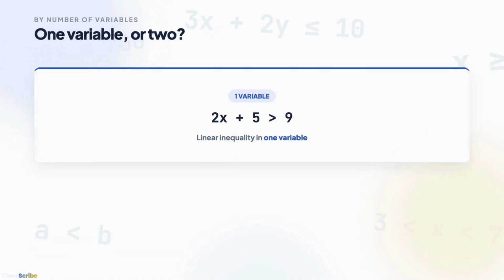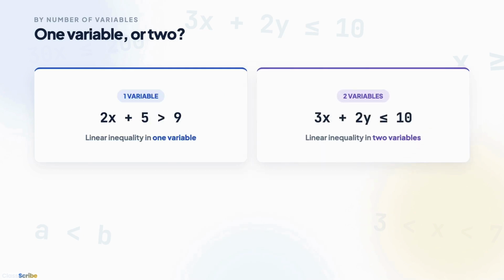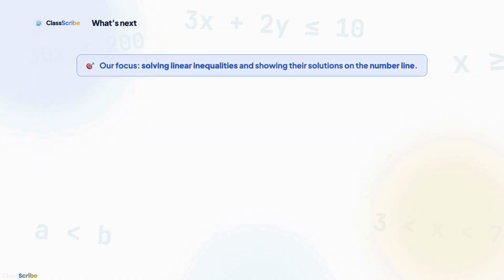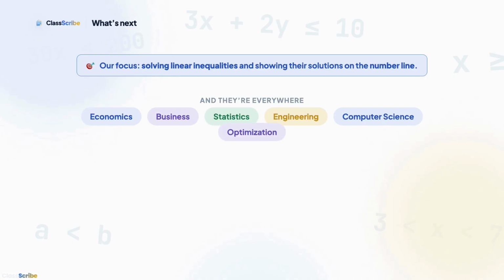We can also classify inequalities based on the number of variables. An inequality like 2x plus 5 is greater than 9 contains only one variable, so it is called a linear inequality in one variable. An inequality like 3x plus 2y is less than or equal to 10 contains two variables, so it is called a linear inequality in two variables. In this chapter, our main focus will be on solving linear inequalities and representing their solutions graphically on the number line. These concepts are not only useful in mathematics, but are also widely used in economics, business, statistics, engineering, computer science, and optimization problems.